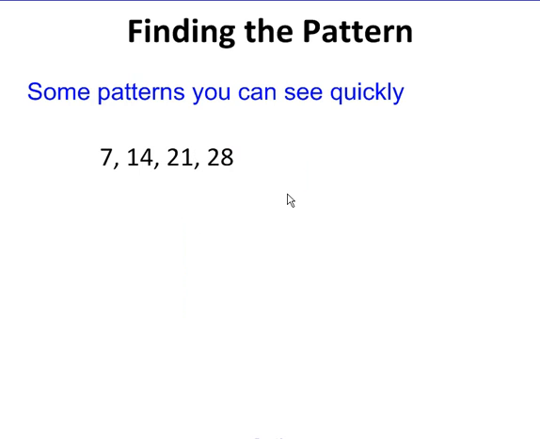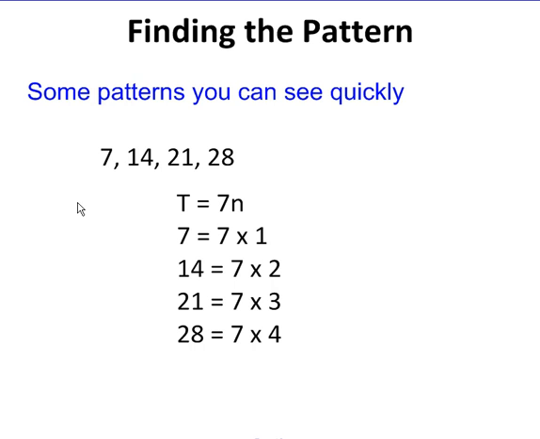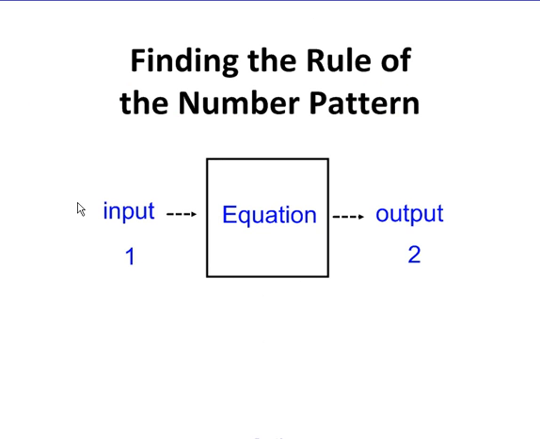Here's another one. 7, 14, 21. Yes, it's the 7 times tables. So again, I can quickly see patterns and derive rules quickly. So t equals 7 times n. So the first number is 1, so 1, 7 is 7, 2 sevens are 14, etc. But not all patterns are that easy. So we actually have to look at the pattern more carefully to work out and derive the rule.